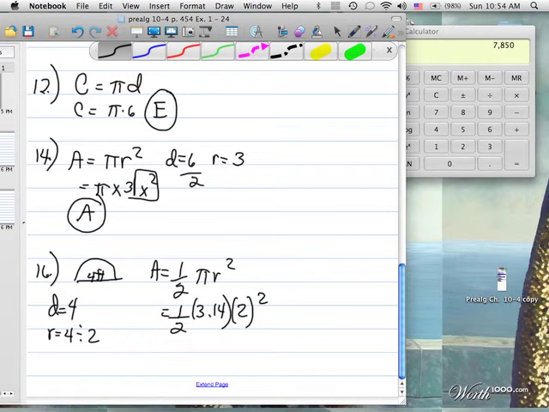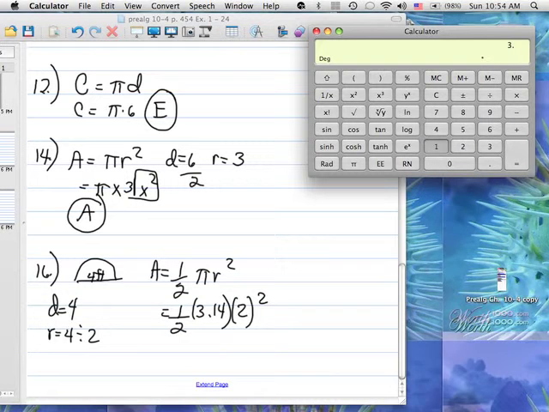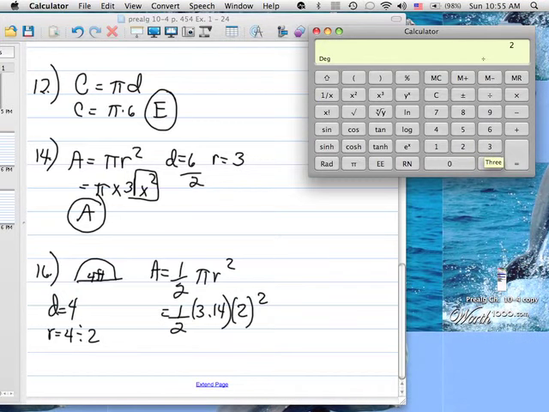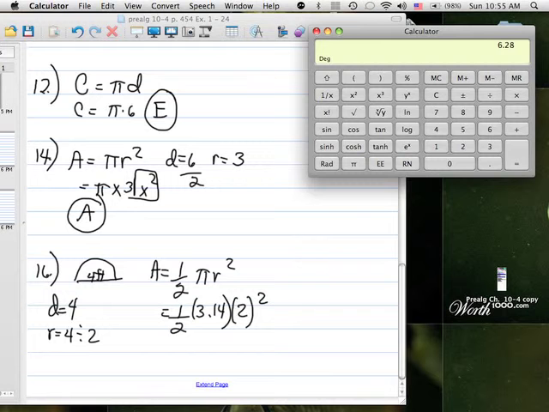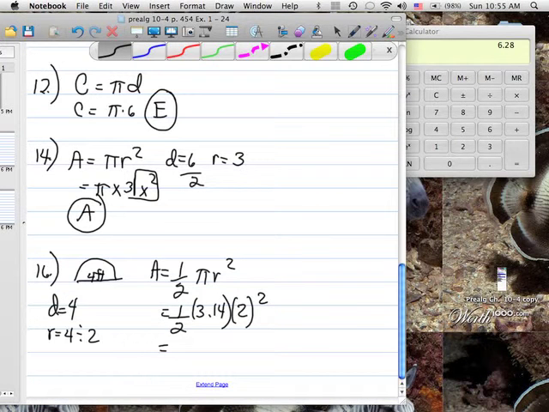So it's 2 squared times 3.14 equals, divided by 2, since we want half the circle, so it'd be 6.28. They rounded it to the nearest tenth, so it would be 6.3 feet squared.